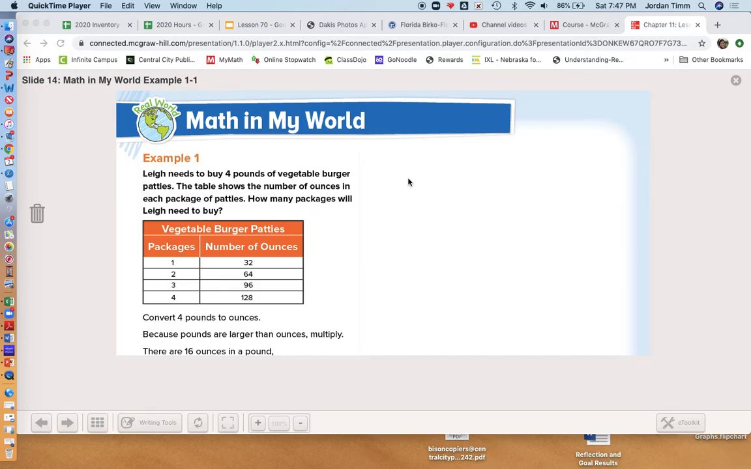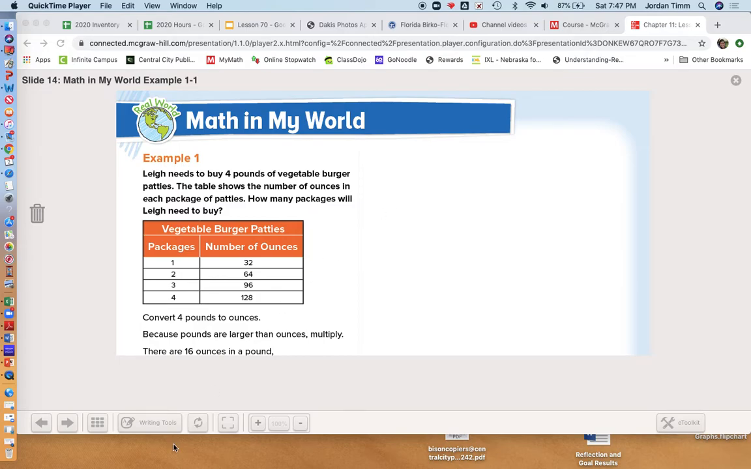Look at the top of page 729. It says, recall that to convert from a larger unit to a smaller unit, you multiply. For example, if you're going from 1 pound, which is the larger unit, to ounces, which are a smaller unit, you multiply by 16, because there are 16 ounces in a pound. That's a key number that you will need to know for this lesson: 16 ounces in 1 pound.